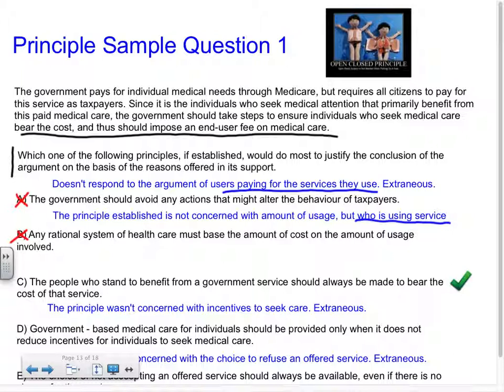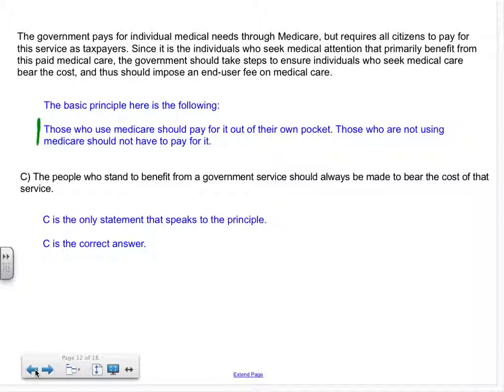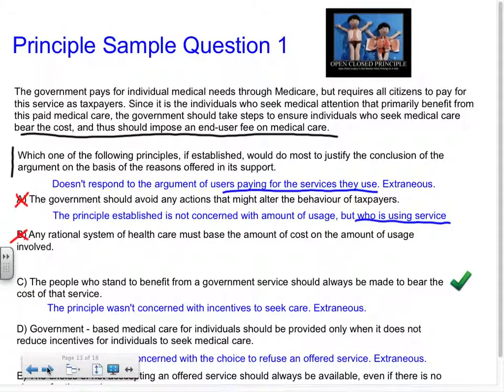Let's take a look at C, shall we? The people who stand to benefit from a government service should always be made to bear the cost of that service. Now this aligns with our principle that we established before. If we go back to C, this is the only statement that really speaks to our principle that those who use a service should pay for it, and the other people who don't use it shouldn't have to pay for it. So C is our correct response. So we'll circle that, and we've got our check mark over here.